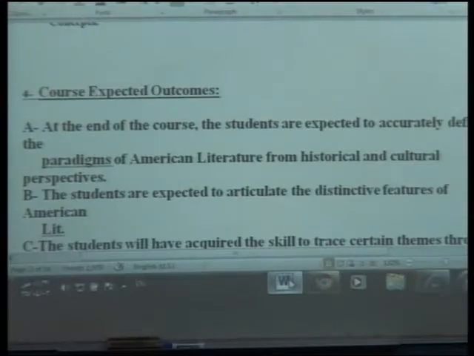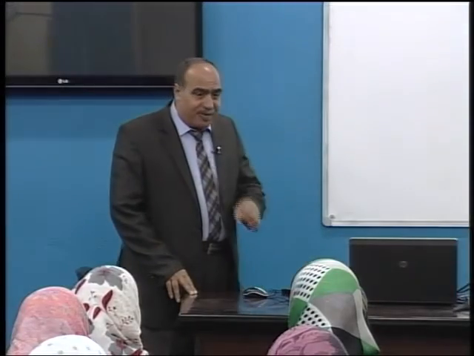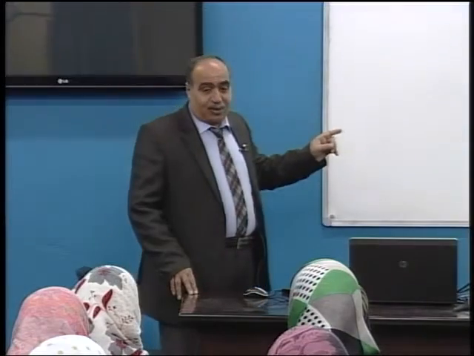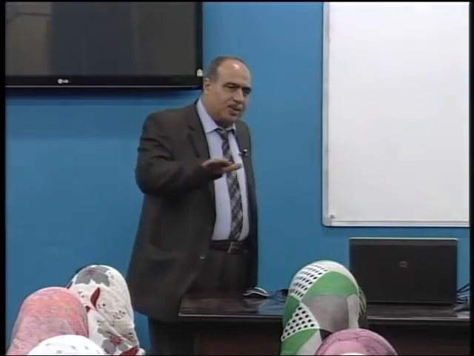The second outcome: the students are expected to articulate the distinctive features of American literature. Whenever they face a text, they have to identify it. Even sometimes whenever they want to teach a course, a lot of our students who graduated from this university and had American literature started teaching American literature at the American school, and this course was very helpful to them. The students will have acquired the skill to trace certain themes through different periods of American literature, to trace how themes and certain features of American literature developed.